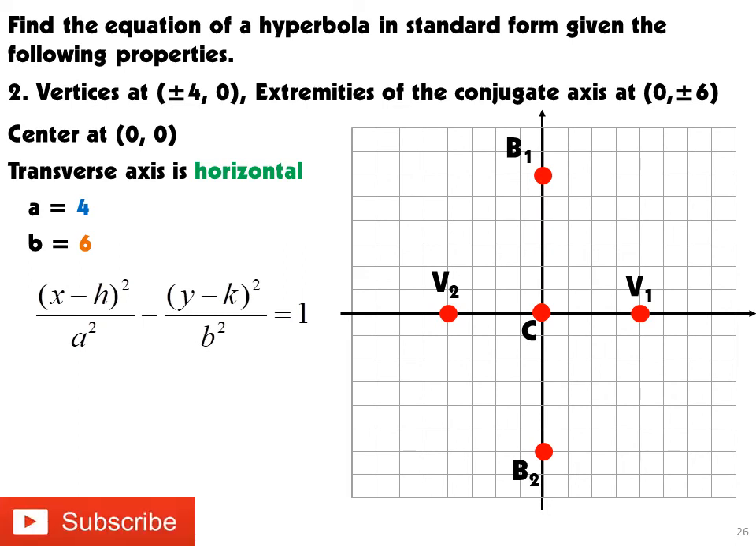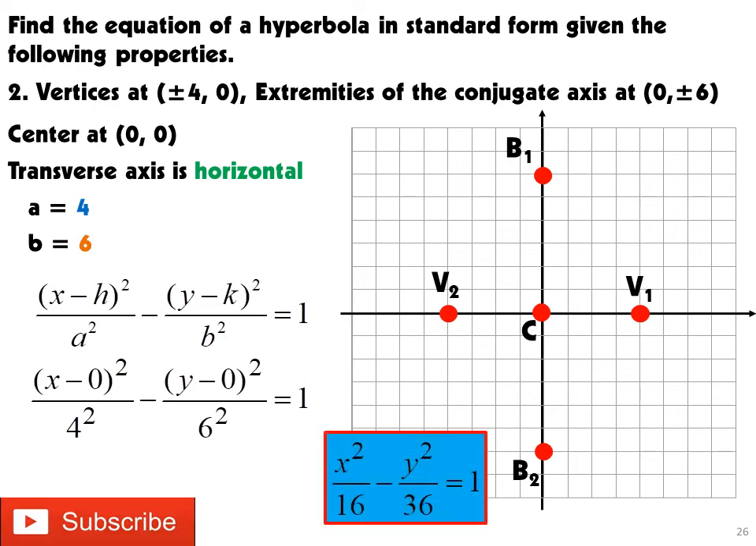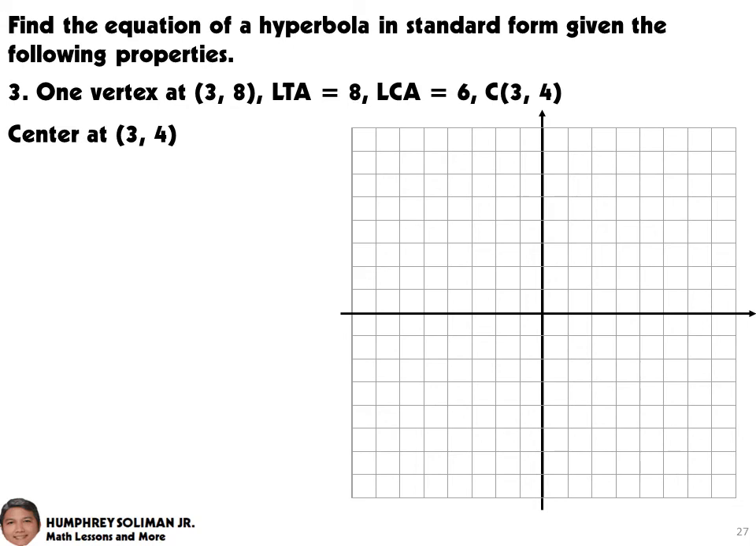Since the transverse axis is horizontal, we will use the standard form of equation with the positive quantity x minus h squared term. And then, we substitute the values we got previously, and the equation we are looking for is, x squared over 16, minus y squared over 36, equals 1.